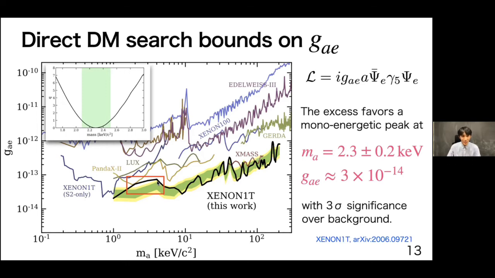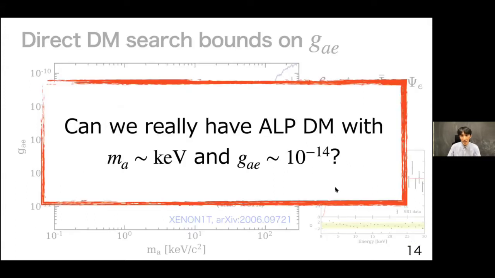And they analyzed data by assuming the monoenergetic peak, which is expected in the case of absorption of bosonic dark matter, and found that an axion mass around 2.3 keV and an axion electron coupling equal to a few times 10 to minus 14 are favored over the background, and the statistical significance is about 3 sigma, including the look-elsewhere effect. So the question I'd like to ask here is, can we really have a viable axion or axion-like particle dark matter with these properties? Namely, mass is around keV, and the g_ae, the axion electron coupling, is about 10 to minus 14.